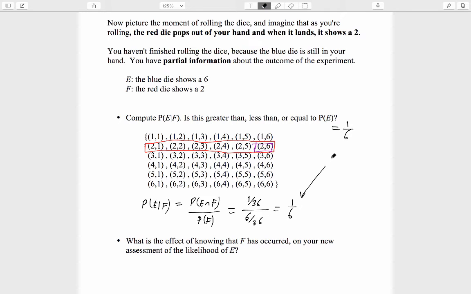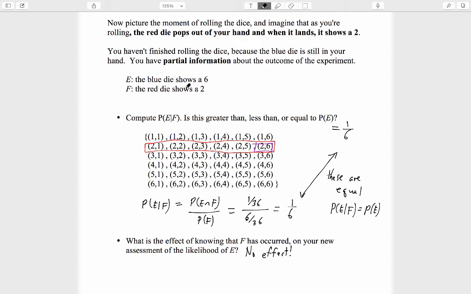What does this tell us? It tells us that these probabilities are equal. So the probability of E given F is equal to the probability of E. That's interesting. We haven't seen an example like that yet. What does that mean for our follow-up question? Our follow-up question is, what is the effect of knowing that F has occurred on your new assessment of the likelihood of E? As it turns out, there is no effect. Knowing that the red die has popped out of my hand and shown a 2 has no impact on my assessment of how likely it is that the blue die will show a 6.